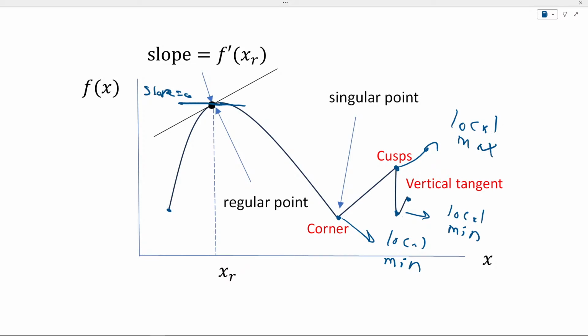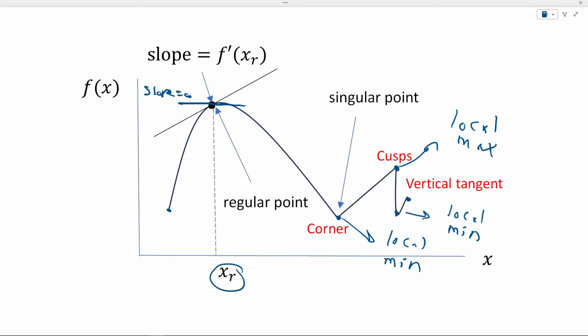So if I asked you, for example, what is the global maximum of this function? The global maximum, that would be this guy, because this is the largest value for this function. So if I want to maximize this function, that would be at this point here.